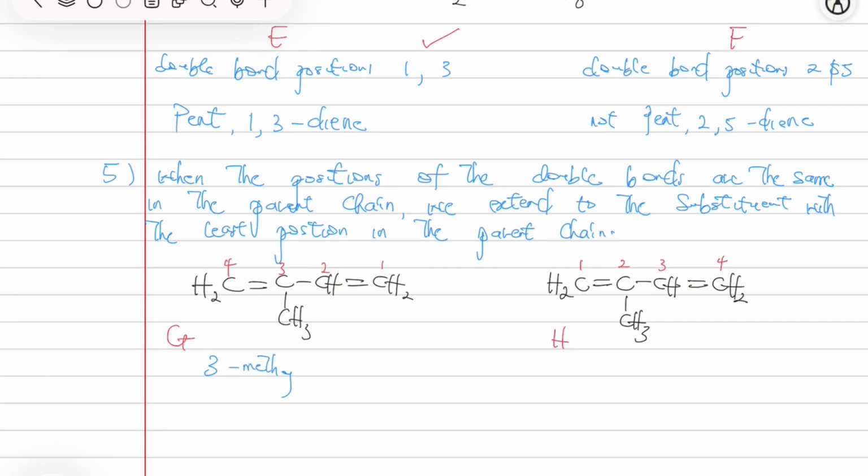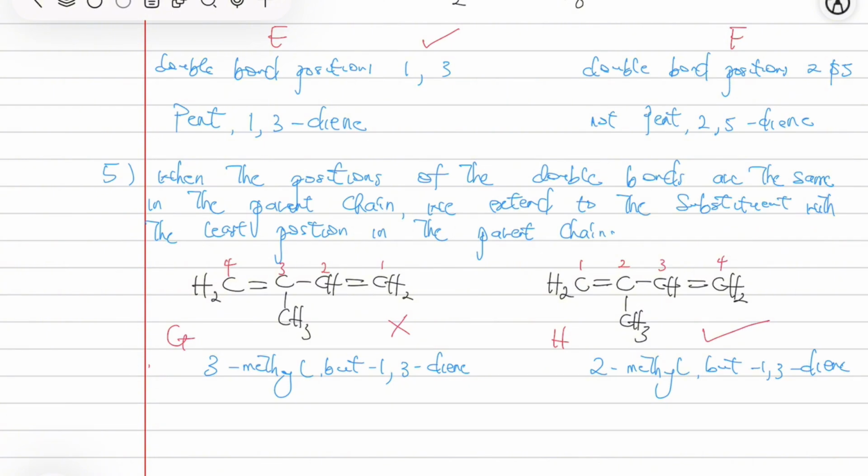In compound G, we observe that we have the substituent, the methyl group, at position 3. But in compound H, we observe that we have the substituent at position 2. So here now, what accounts for the major difference in numbering is not the position of the double bond, because compound G and H have the same position of double bond, which is 1 and 3 positions in the parent chain. But in H, we have the substituent methyl group at position 2 of the parent compound. But in G, we have the methyl group at position 3 of the parent chain.